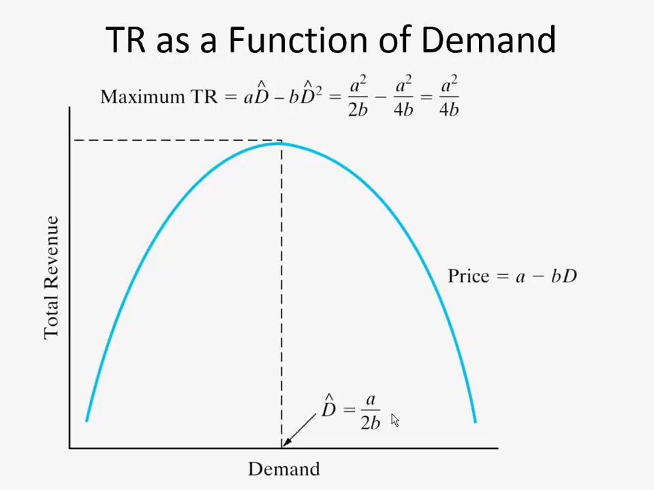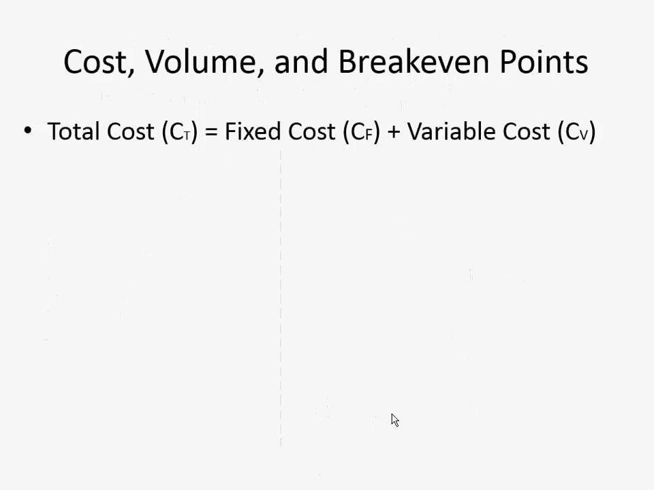Remember though, we're not trying to maximize revenue when we're in a company. What we're trying to do is we're maximizing our profits. And so for us to know what our profits are, we also have to consider the costs, because profit is revenue minus cost. And so the costs have two components, the variable costs and the fixed cost.